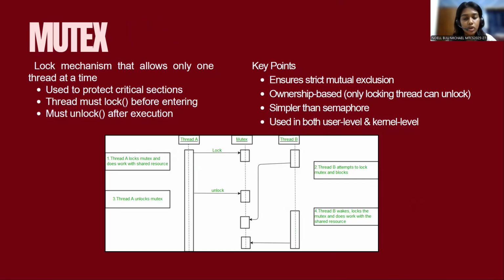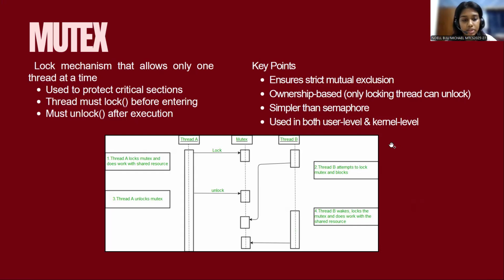A mutex is a locking mechanism that allows only one thread to access a resource at a time. A thread must lock the mutex before entering the critical section and unlock it after finishing. It is ownership based, meaning that only the thread that locked it can unlock it. So there are key points. It ensures strict mutual exclusion. It is ownership based, meaning only the locking thread can unlock it. It is much simpler than semaphores, and it is used in both user level and kernel level.